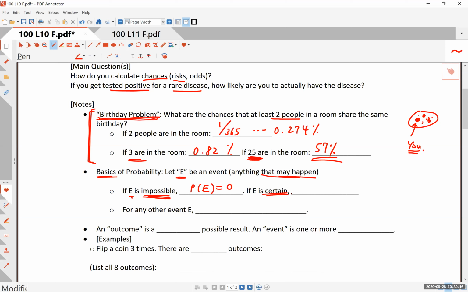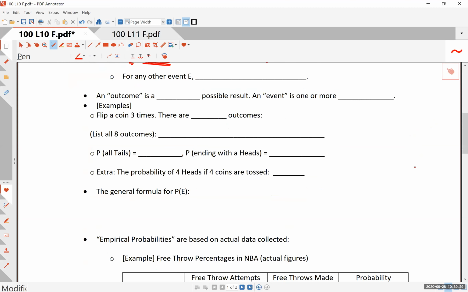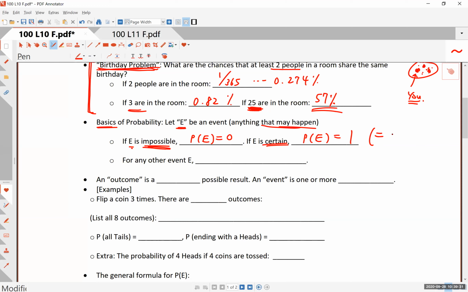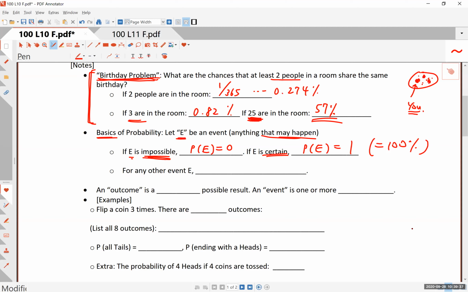If E is a certain thing, so today is Monday, what is the probability tomorrow is Tuesday? That's certain. So such an event has 100% chance, and that is 1. Sorry, you don't write 100. It's just 1, which is, of course, equal to 100% in terms of the percentage. For any other event, we define the probability to be between 0 and 1. So this is impossible, this is certain, everything else is between 0 and 1. So that's one thing you should remember, and it's pretty obvious that the probability of any event is between 0 and 1.